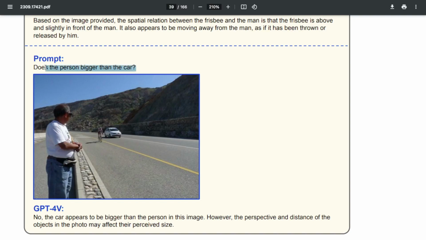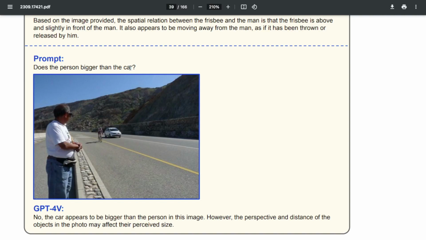Is the person bigger than the car? I guess the prompt is trying to say, is the person in the image bigger than the car? No, the car appears to be bigger than the person in the image. However, the perspective and distance of the objects in the photo may affect the perceived size. So here we understand spatial relationship in the image, and GPT-4V recognizes this.